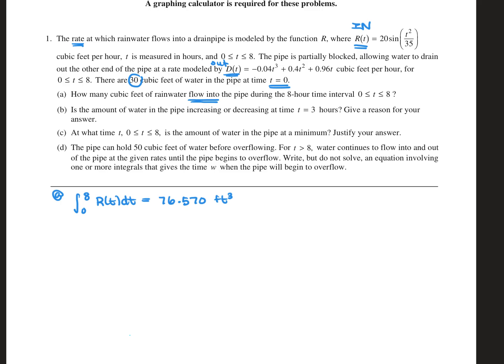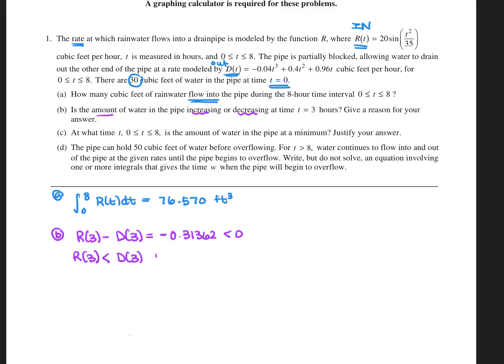Part B. Is the amount of water increasing or decreasing at time t equals 3? Give reasons for your answer. So they're asking if the amount of water is increasing or decreasing. What they already gave us is the rates. So we're going to look at the rate in minus the rate out at that point. If you plug those into their equations, it's negative 0.31362. This is less than or equal to 0, which means the rate in is less than the rate out.